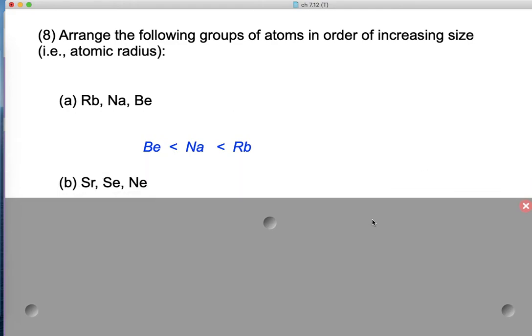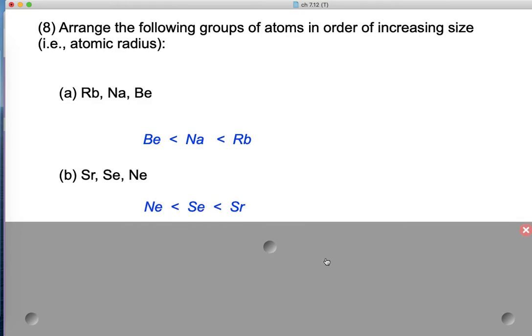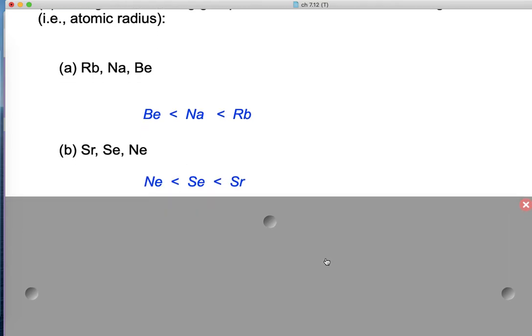Strontium, selenium, and neon. We see that strontium is below and to the left of selenium on the periodic table, so it should be larger. Selenium, sorry about that, selenium is below and to the left of neon, so that means neon should be the smallest, followed by selenium, followed by strontium.